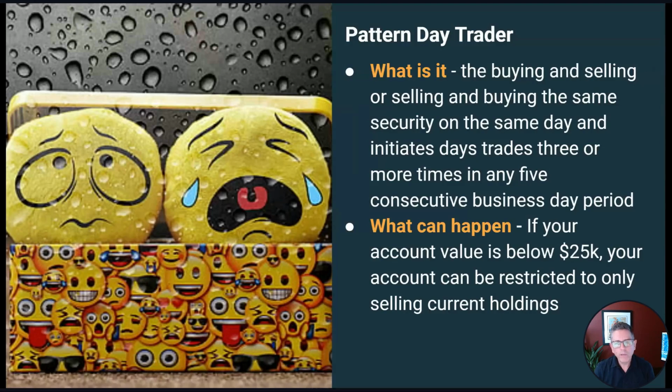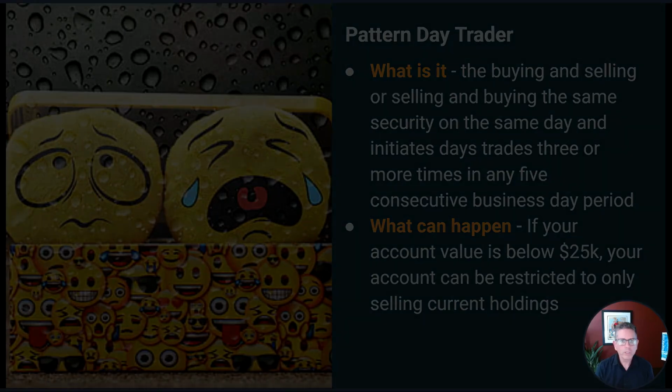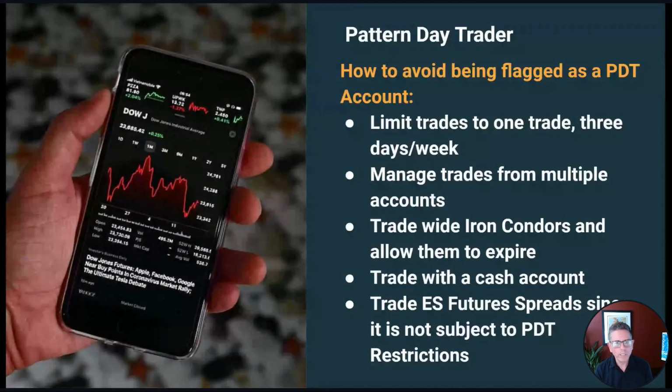Okay, so if you don't have a $25,000 account, right, there's different ways that you can manage that. So you can limit trades to 1 trade every 3 days a week. Okay, manage trades from multiple accounts. You can trade iron condors that are wider, and trading with a cash account, you can't do that with spreads, but you can also trade options on futures, which don't have any PDT restrictions, and basically trade very similarly to SPX. Okay.